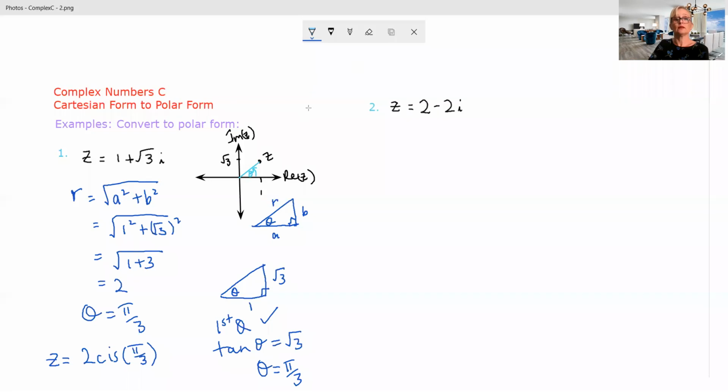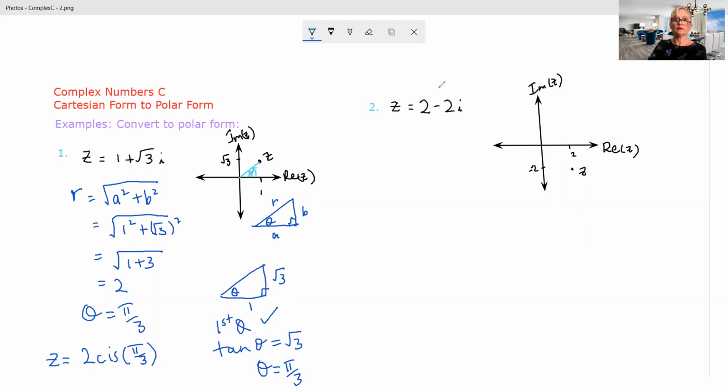And let's again do just a little sketch just so we can sort of see what we're doing, where we are, that sort of thing. Okay, so we've got our real axis and our imaginary axis. In this case, we've got 2 minus 2i. So we're down here for our Z.